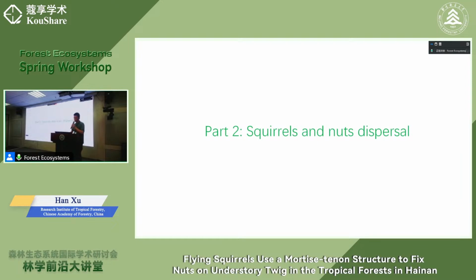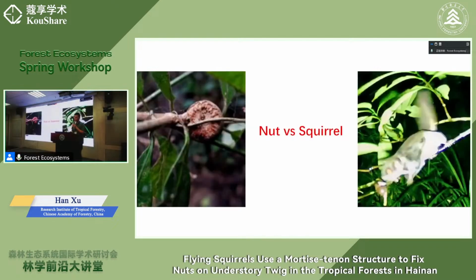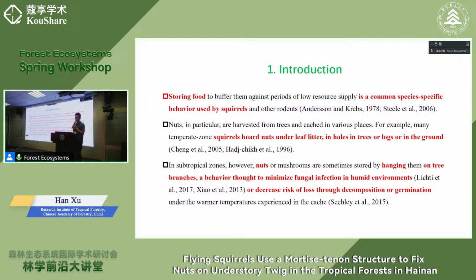And for the second part, I will share one new finding about animal behavior. It's a new behavior. We know that squirrels can disperse nuts. They can store the nuts on the trees. And storing food is a common species-specific behavior used by squirrels. But most squirrels in the temperate forest just hoard the nuts under the leaf litter, in holes in trees or logs, or in the ground.